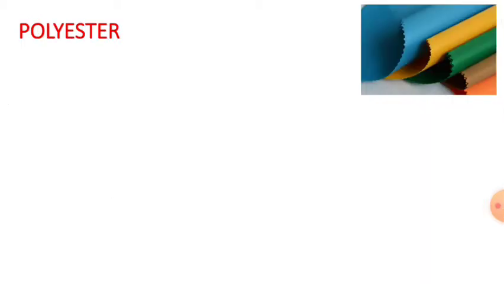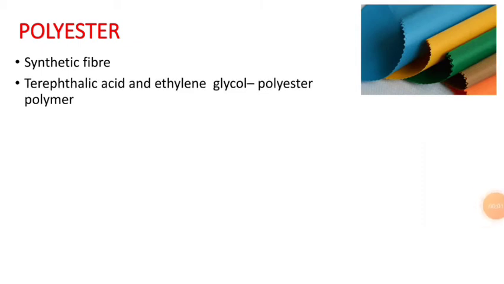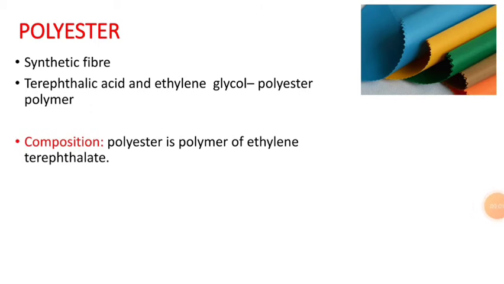Next is the polyester. It is also a synthetic fiber. Terephthalic acid and ethylene glycol are reacted to form polyester polymer which passes through the spinneret and is converted into filaments in a hot air chamber. Now the composition of polyester. It is a polymer of ethylene terephthalate.